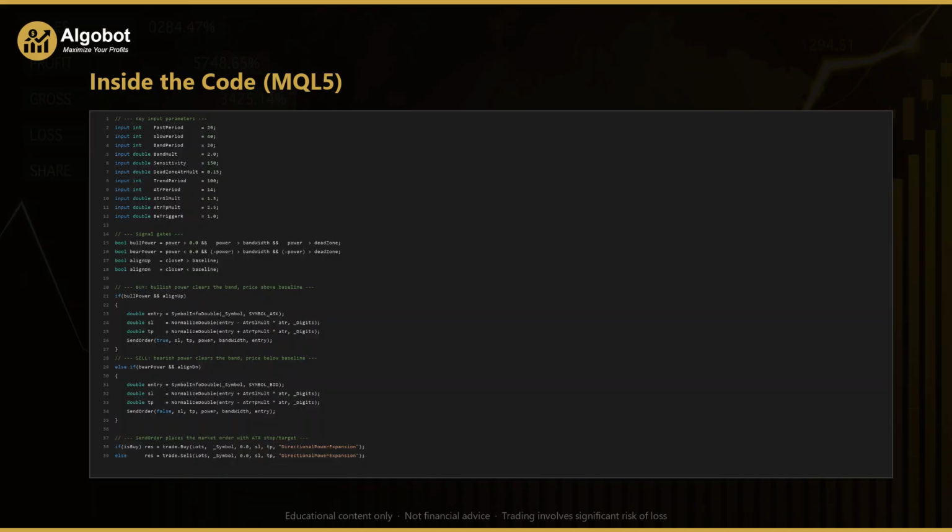Now look at the buy block. When bull power and align up are both true, the EA reads the ask price as the entry, then sets the stop loss 1.5 ATR below and the take profit 2.5 ATR above, before calling send order to place the order. The sell block, in the else if, is the mirror image. When bear power and align DN are both true, it reads the bid price, sets the stop above and the target below, and sends the order.